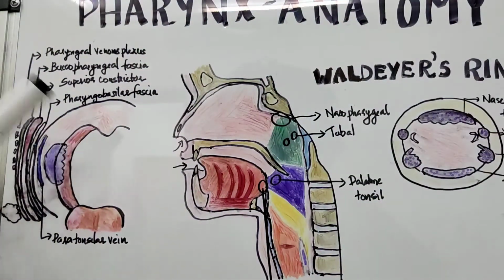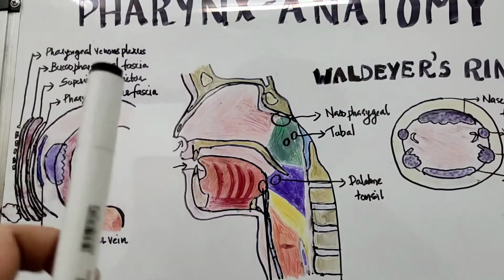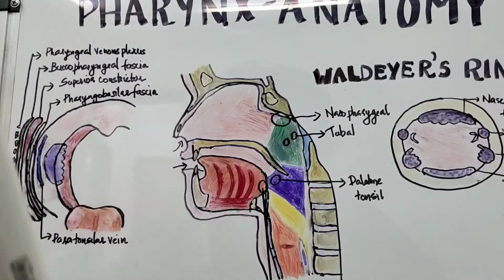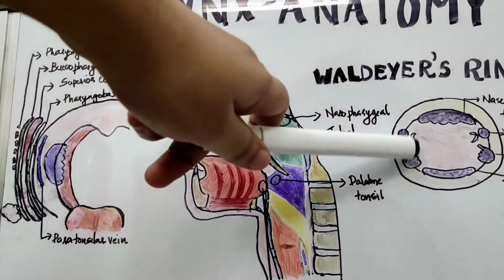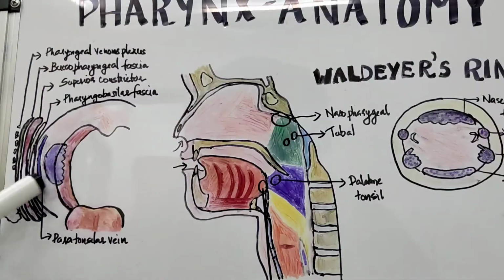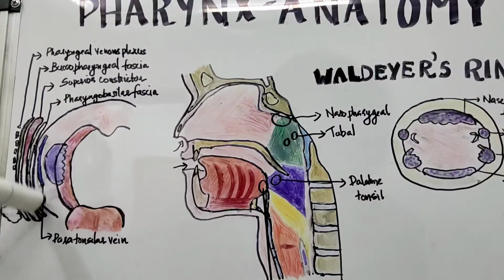The medial surface of the tonsil is covered by stratified squamous epithelium, which is continuous with that of the mouth. The medial surface contains 12 to 15 crypts, and the biggest crypt is called the intratonsillar cleft. So this is the intratonsillar cleft. The lateral surface is covered by a sheet of fascia which forms the hemicapsule of the tonsil.